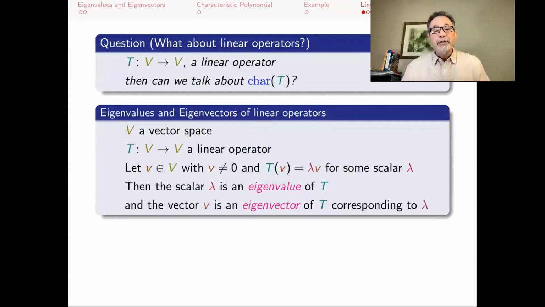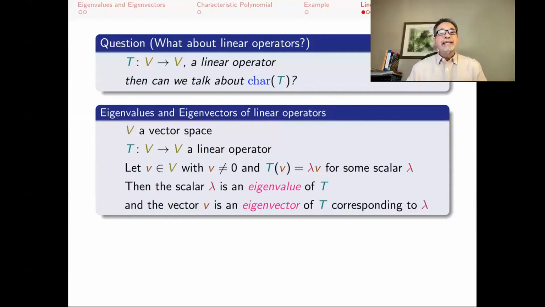For a linear operator, the eigenvectors don't have to be column vectors. They're elements of the vector space V, whatever the elements of V are. In both cases, they have to be non-zero, and the eigenvalues are scalars, and we have to have T of v equals lambda v in the case of operators, and Av equals lambda v for matrices. So linear operators do have eigenvalues and eigenvectors just like matrices do.